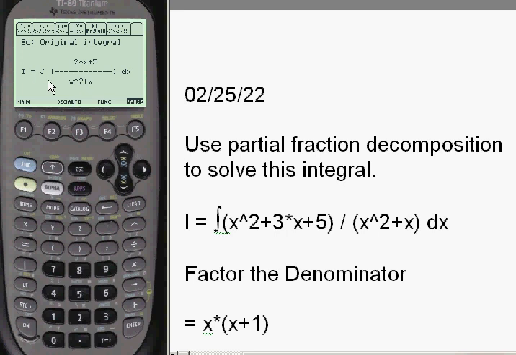So here's the original problem. Certainly the original after short division. And the answer is 5 log of x minus 3 log of x plus 1, plus x plus C.